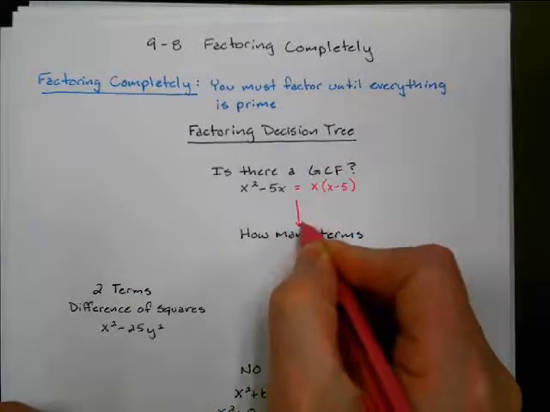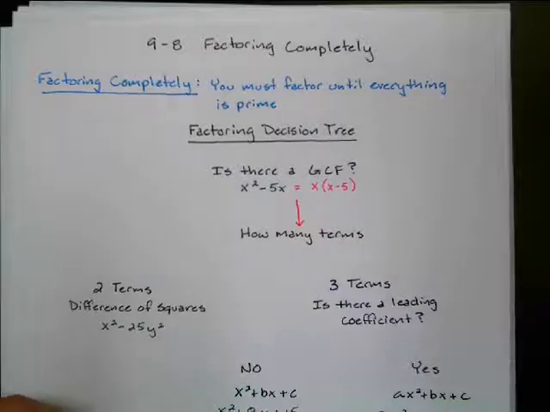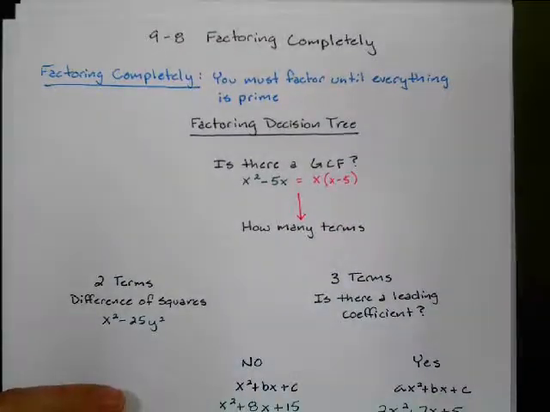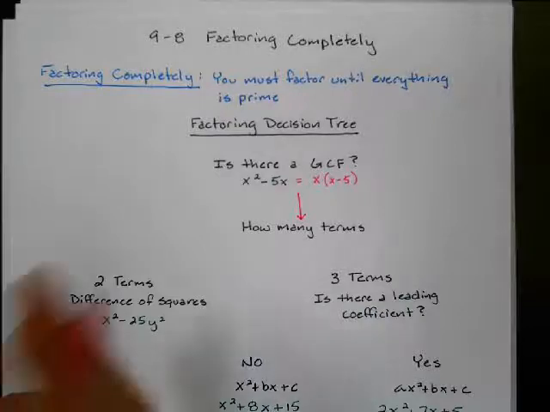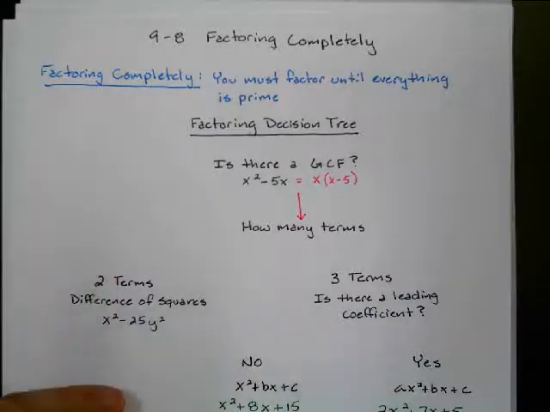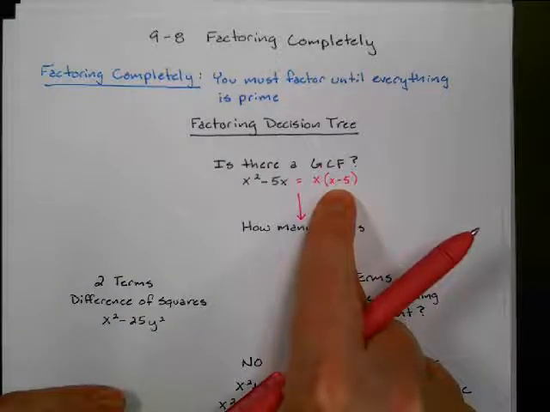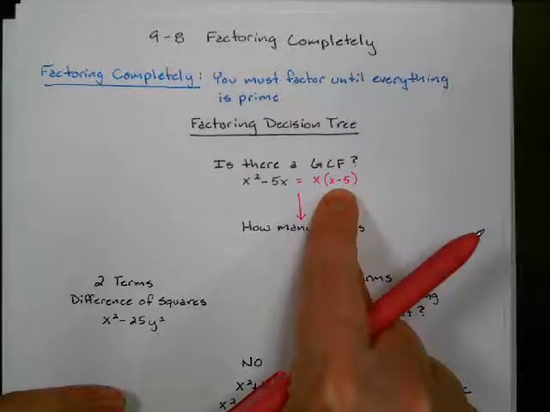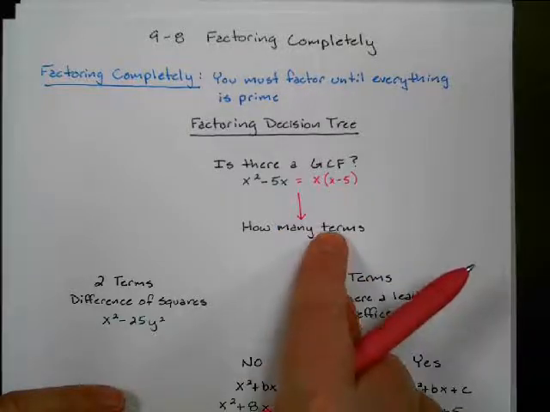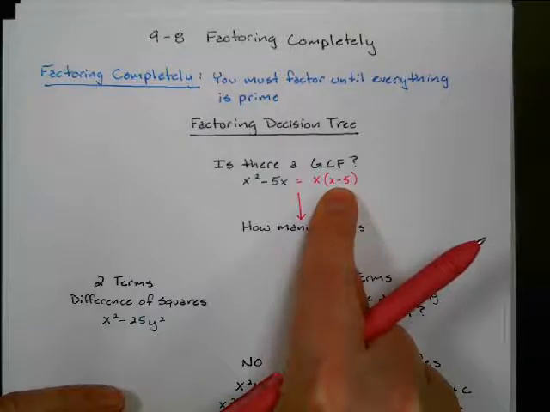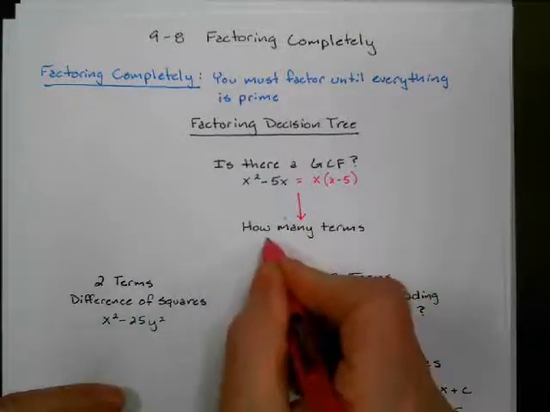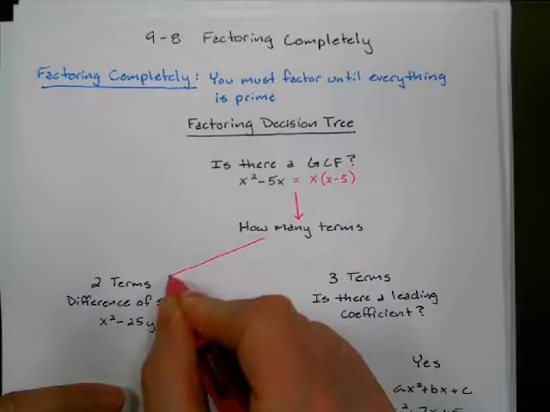So after you've asked yourself if there is a GCF, the next thing you have to ask yourself is how many terms are you looking at? So are you looking at a binomial or are you looking at a trinomial? In this case, we would have been looking at a binomial right here. So maybe we weren't sure if we were done factoring. So we would have said, okay, how many terms do I have? Well, it's a binomial. Okay, so let's go over what we do when there's 2 terms.